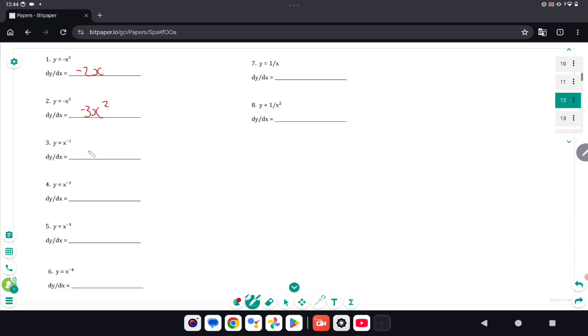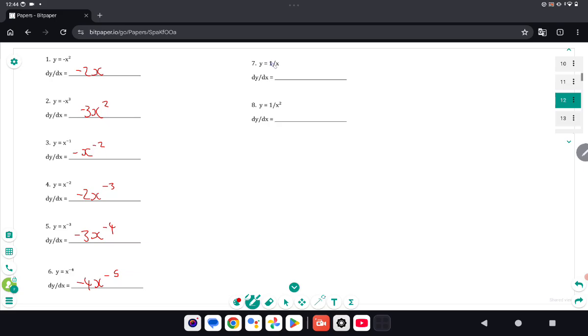Okay, what about this one? Our power is minus 1, so if we times by the power we get minus 1x. Take 1 off the power would be to the power minus 2. Have a go at these next 3 yourself maybe. So this one would be minus 2x to the minus 3, minus 3x to the minus 4, minus 4x to the minus 5. What about this one here?